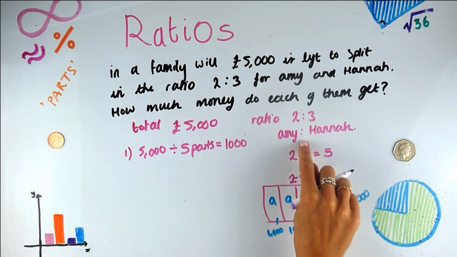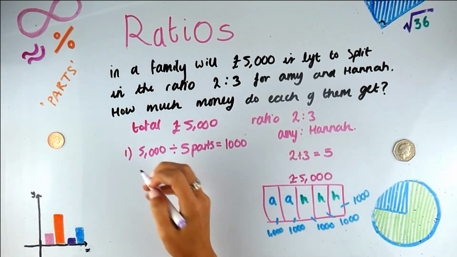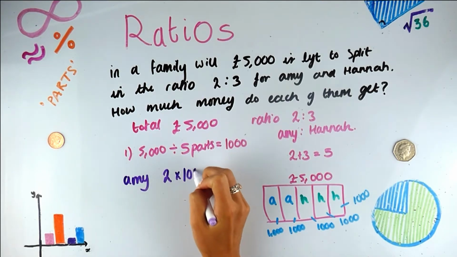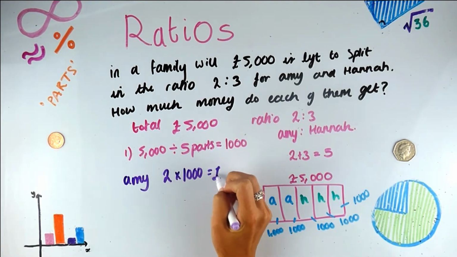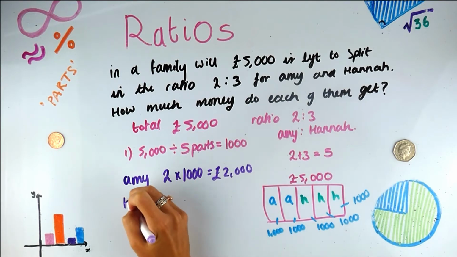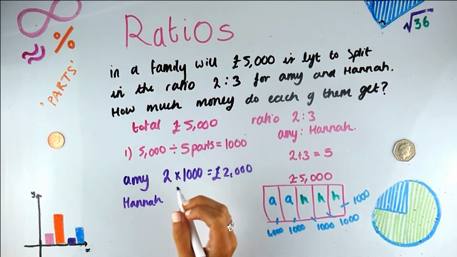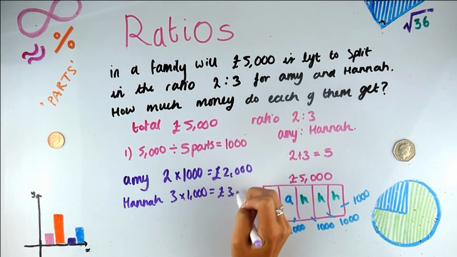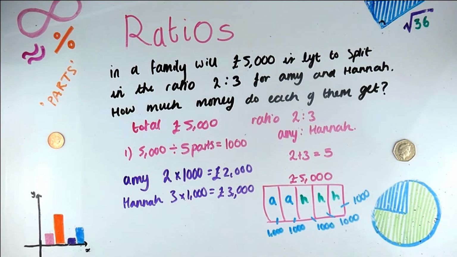So we know that Amy gets 2 of the parts, so Amy gets 2 of the thousands. So that is £2,000. And we know that Hannah gets 3 of the parts, so she gets 3 of the thousands. So Hannah receives £3,000. Very, very unfair, but good for our maths. We're going to move on to some exam questions.